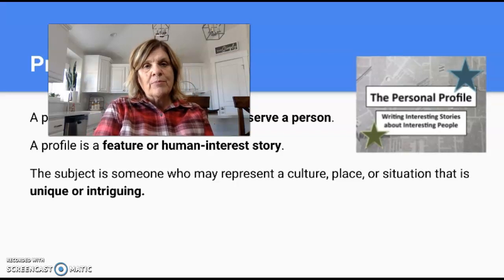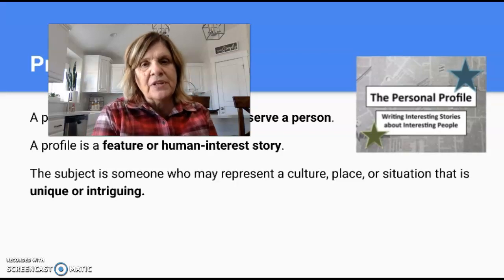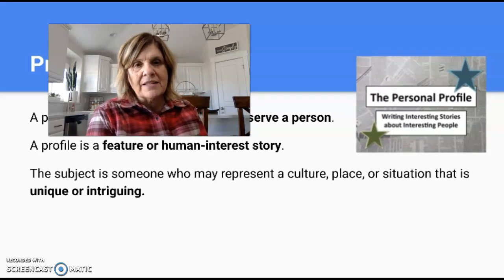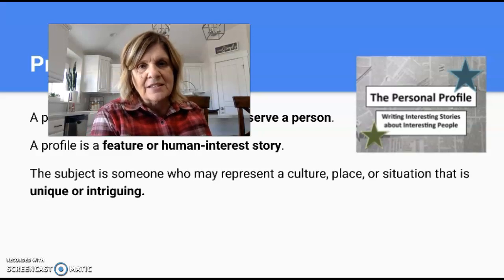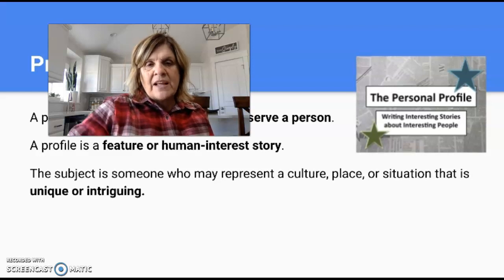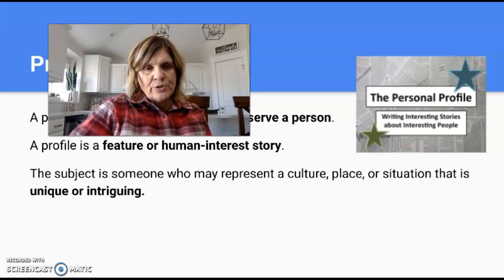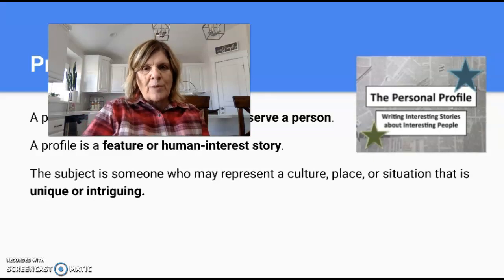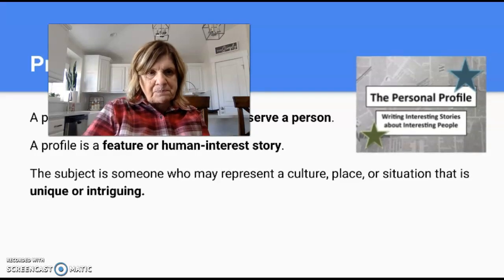Today we're going to talk about what makes a good profile. You'll see from this slide, it says a profile usually asks you to closely observe a person. The next one, a profile is a feature or a human interest story. And finally, the subject is someone who may represent a culture, place, or situation that is intriguing or unique.